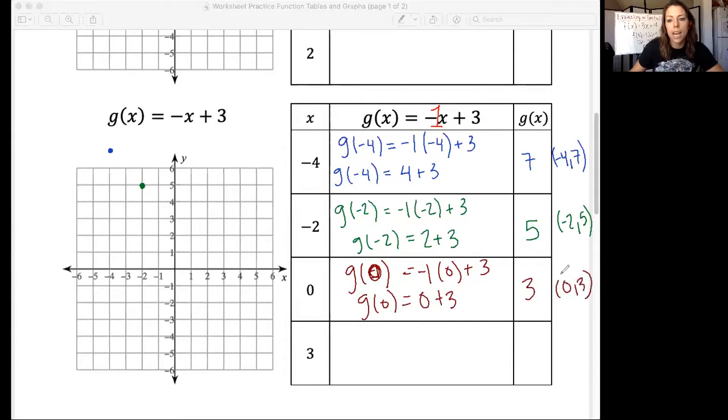So now I did it again and I got 0, 3. Let's see here. If I were to draw a line, would they all fall on the same line? Yes, they do. So that's how you can tell that you did that one right.